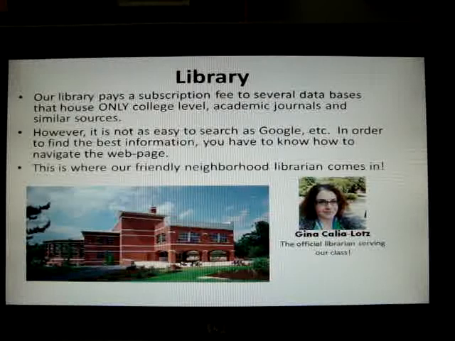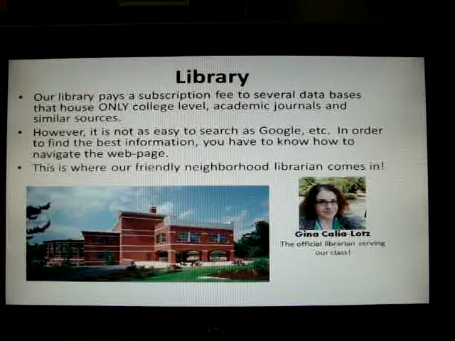Your student fee, part of that goes to the library to keep renewing these subscriptions so that we have access to a lot of databases that are specifically aimed at college level academic journals to bring you the best in the research that's out there, and you don't have to pay a penny for it because it's already been taken care of.